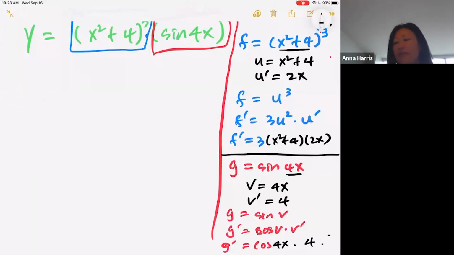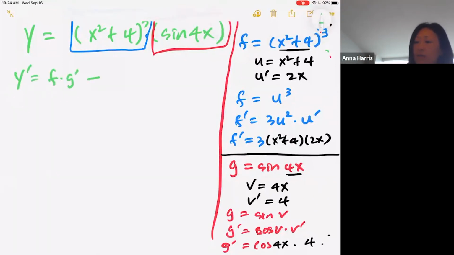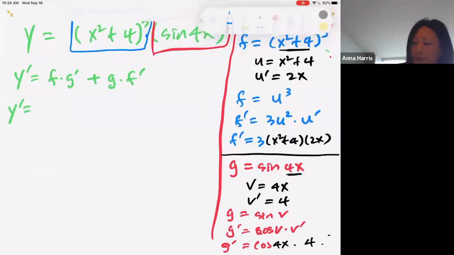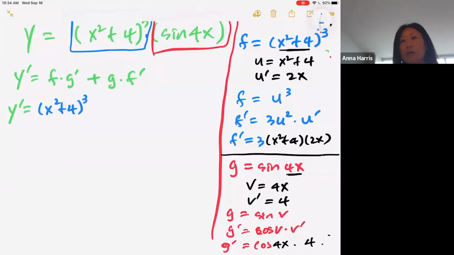So I find my f, I find my f prime, I find my g, I find my g prime. So now I can just simply plug it into my formula. So y prime means f times g prime plus what? g times f prime. So let's plug it in then. Y prime is equal to f. What is my f? X squared plus 4 to the third power. What is my g prime? This is my g prime right here.